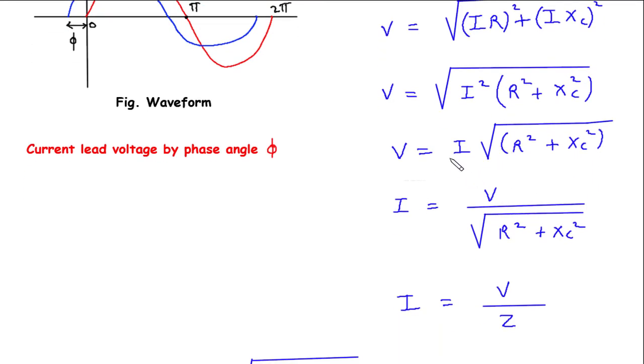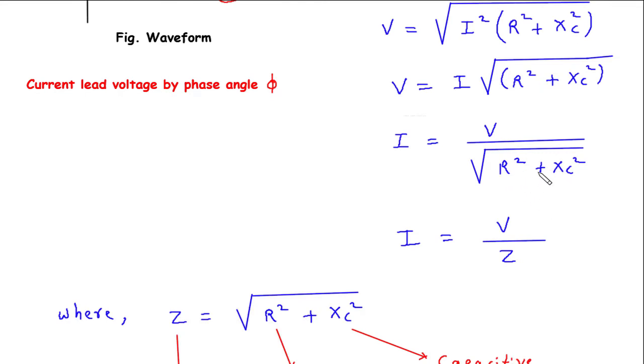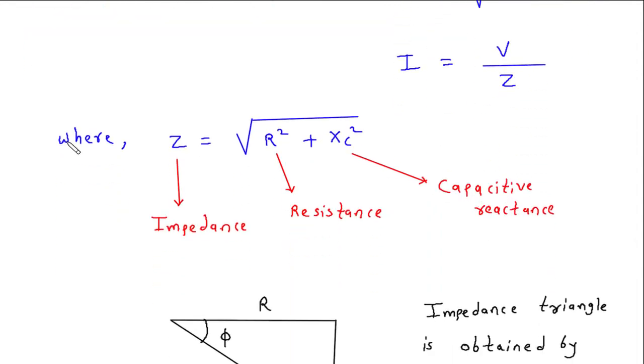Now from this the value of I will be I is equal to V by under root of R square plus XC square. Now this will be impedance Z. So I is equal to V by Z, where Z is equal to under root of R square plus XC square. This Z is the impedance, its unit is ohm. This R is the resistance and this XC is the capacitive reactance.